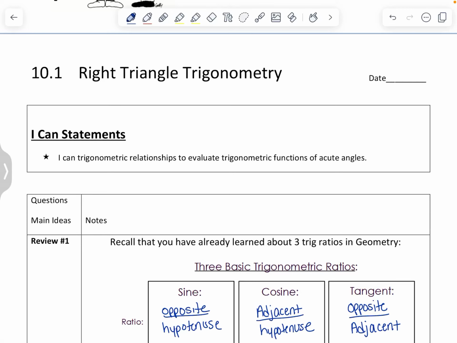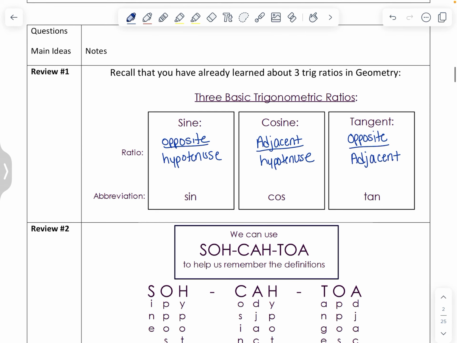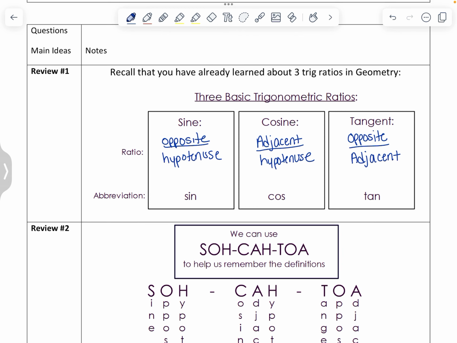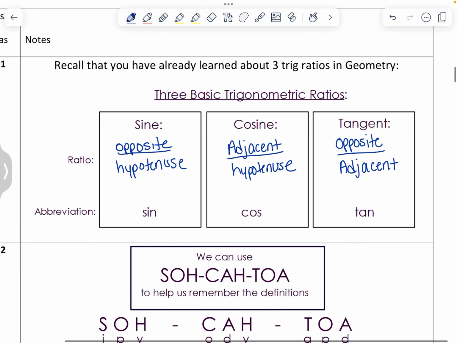Today I'll walk you through some right triangle trig review. Most of this will be review. We will learn a couple new trig ratios today, but let's first recall the ones you've already learned in geometry. We have sine, cosine, and tangent. Sine is your opposite side over your hypotenuse. Cosine is the adjacent side over the hypotenuse, and tangent is opposite over adjacent. You can pause this and write those down. We will have a diagram here later on and show you which sides go with which again to remind you.